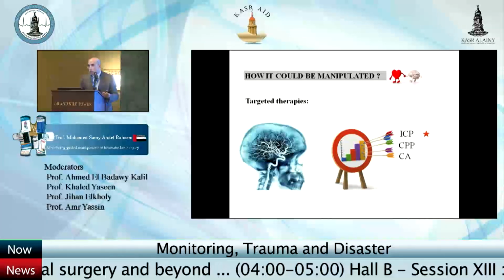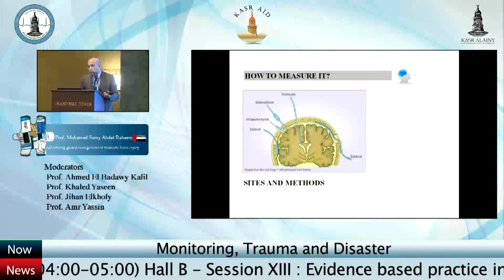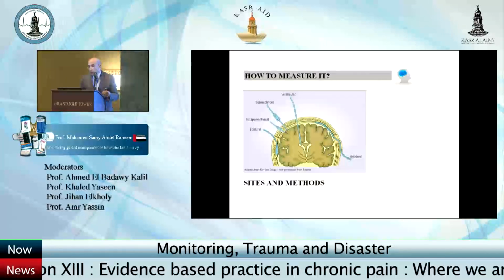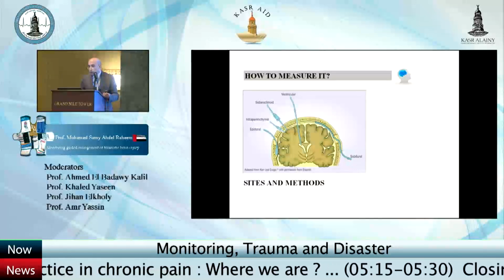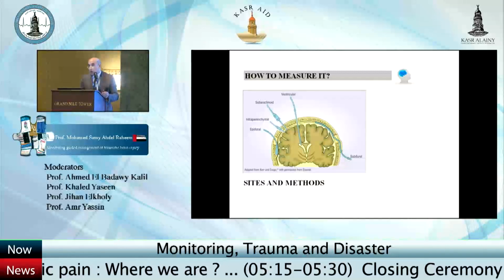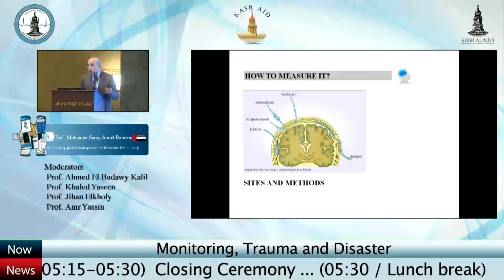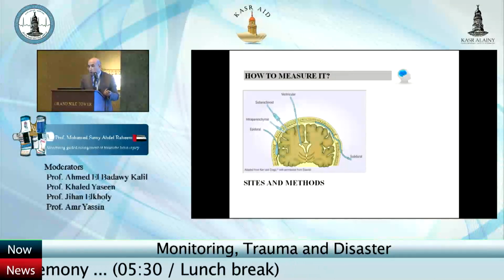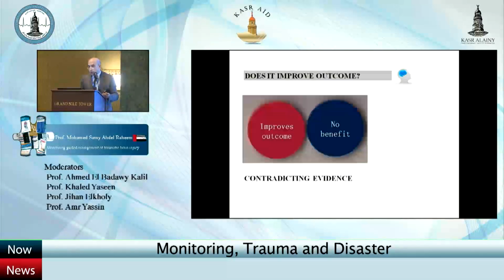Is there any evidence to support that using ICP will help in managing those patients? This picture shows how we can monitor ICP. Intraventricular catheter is the gold standard, but we can still use a subarachnoid transducer. Intraparenchymal is now very widely used because you just make a burr hole at the intensive care bed and put a three-way burr hole bolt, and through this bolt you can measure so many things, including intracranial pressure, brain tissue oxygenation, and brain temperature.